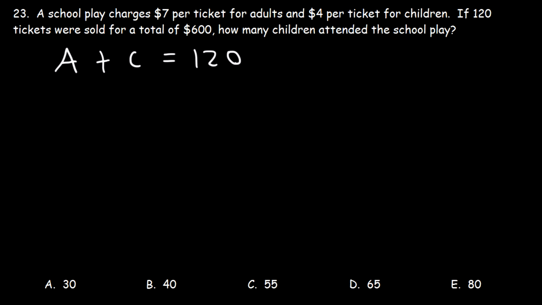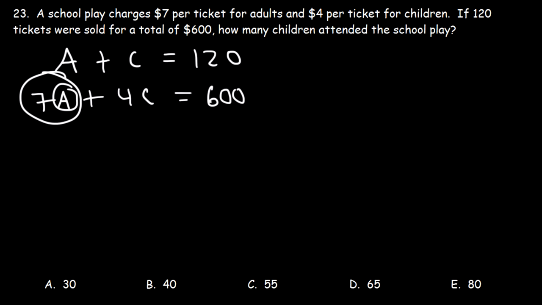Now the second equation has to do with the price. It's $7 per adult plus $4 per child. And the total sales is equal to 600. So if A is the number of adults and you multiply it by $7 per adult, you're going to get the total sales from all of the adults. And 4C gives you the total sales from all the kids that attended the play. So we have a system of 2 equations.